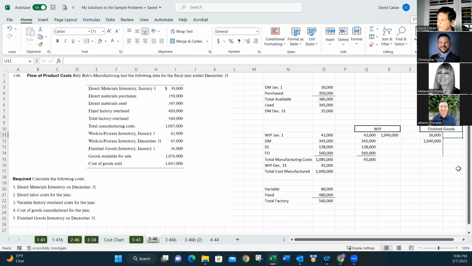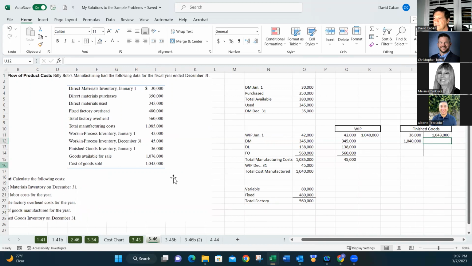If I sold 1,043,000, here you can see it visually. Sometimes it's easier just to do the T account, especially if you're good at accounting. So it tells me that I started with 36. I know that I transferred 1,040,000, but it tells me that I sold 1,043,000. Is that what it tells me, the cost of goods sold? Yeah. It gives me that information over here.